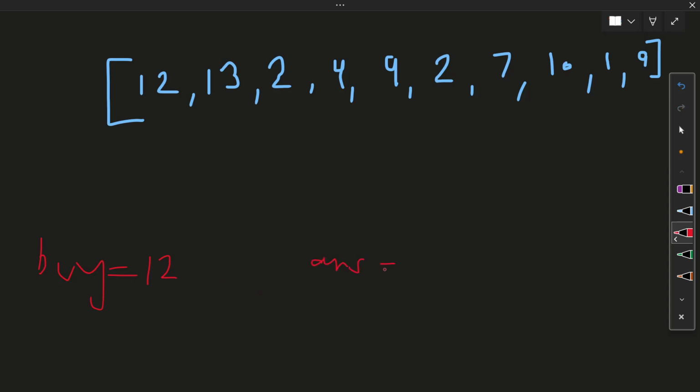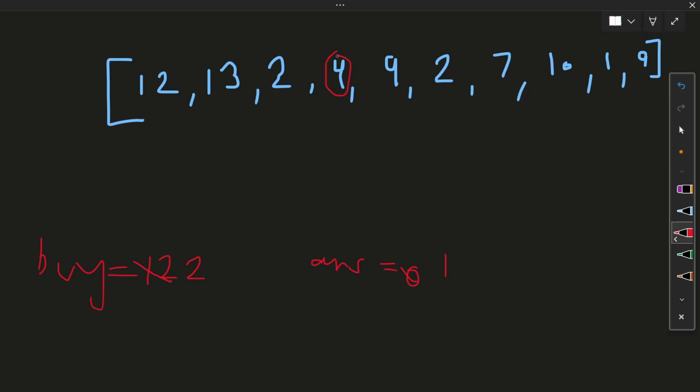Our answer is initially 0. If we sell the stock at this position, we get 0. If we sell the stock at this position, we get 1. Then if we try to sell at this position, we get a negative value, but this is the minimum. So we buy the stock on this particular position. So we change our buy to the current minimum.